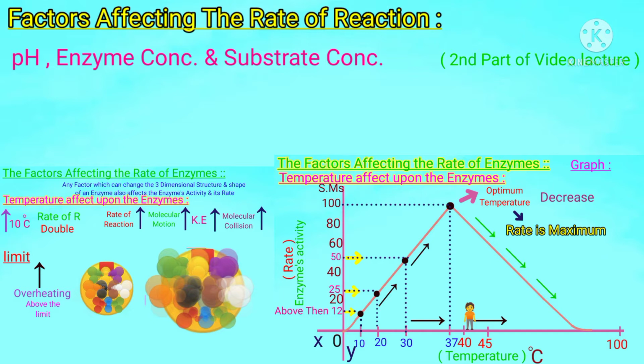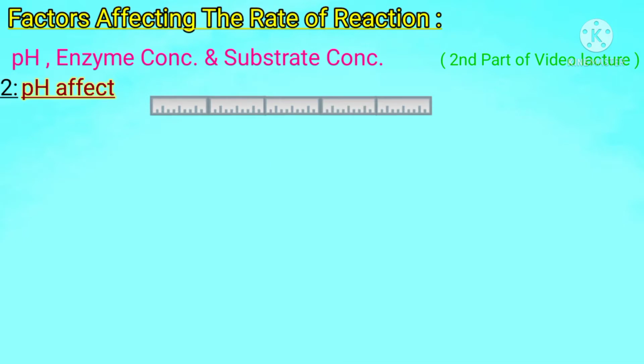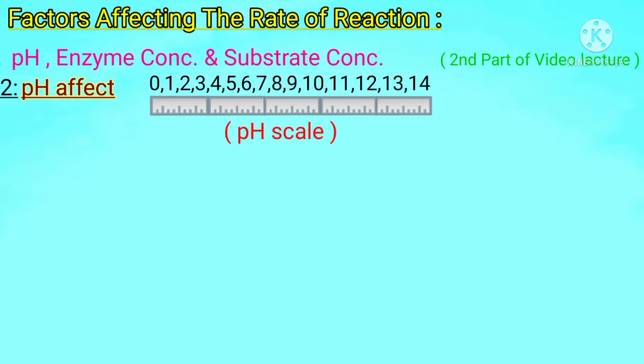So students, now we study the pH effect on the enzyme's activity. That is the second point of factors affecting the rate of reaction. Dear students, we start with pH, a scale upon which the numbers are written from 0 to 14. That represents the pH scale, which tells us whether a specific thing is acidic, basic or neutral. So it is used to know the acidity, basicity or neutral nature of a substance.